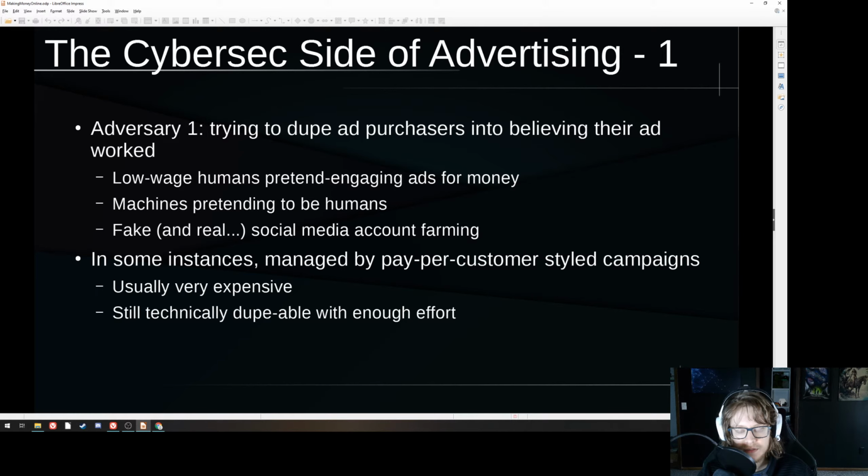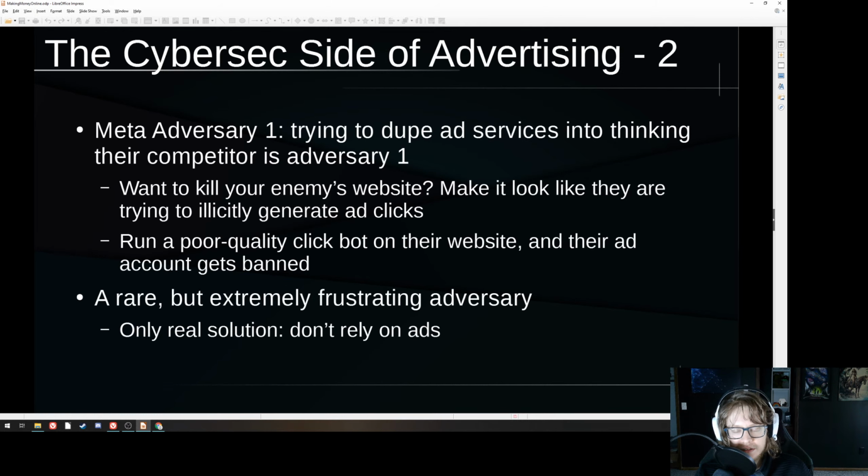This is typically very expensive. You might pay well into the double digits, maybe even the triple digits per customer. So you'd be paying somewhere on the order of $50 a customer to run this kind of ad campaign, which is still technically dupable with enough effort. And of course, it is much more expensive for each time you get duped in this way. All right, so these are very difficult problems to counter, the fake ad clicks and fake farming of advertiser revenue.